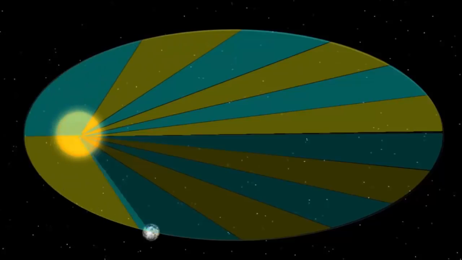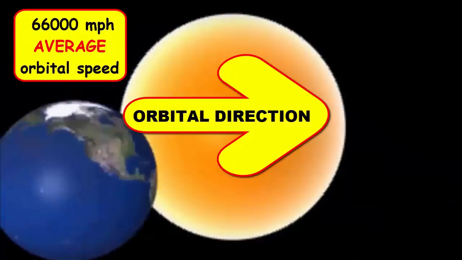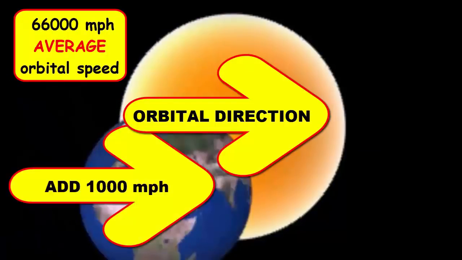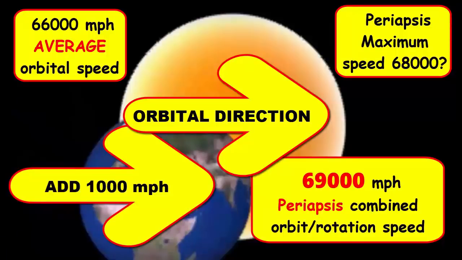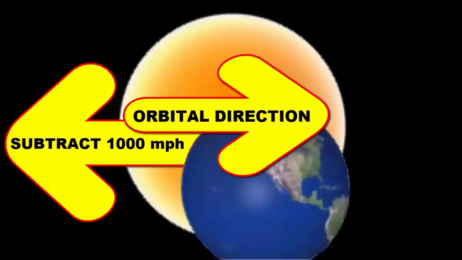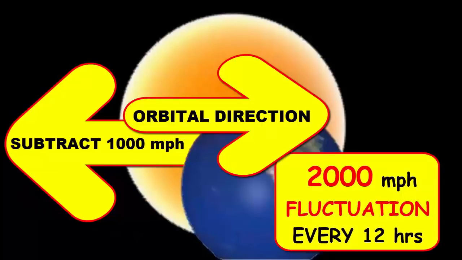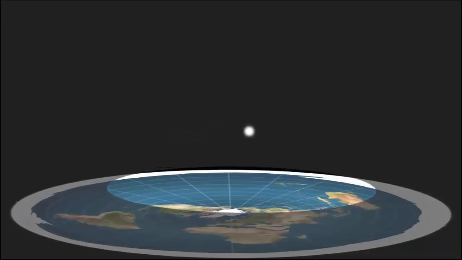And here's the kicker, all while rotating. So when you're on the outside of the Earth, you'd be rotating in the orbital direction, so you'd have to add 1,000 miles per hour to the overall speed. Then, 12 hours later, you'd be on the inside rotating against the orbital direction, so you'd have to subtract 1,000 miles per hour, giving the spinning ball Earth and its inhabitants a 2,000 mile per hour fluctuation in speed every 12 hours. So dream on, my friend. We live on an immovable, stationary plane.